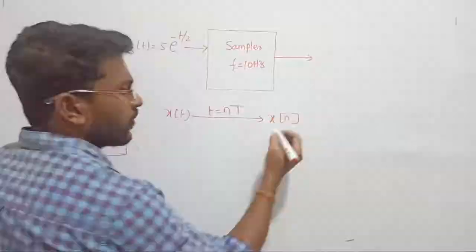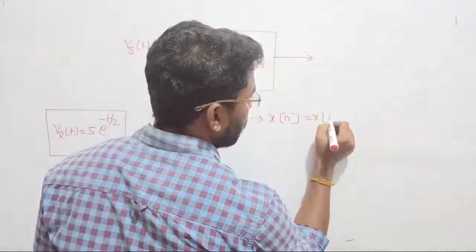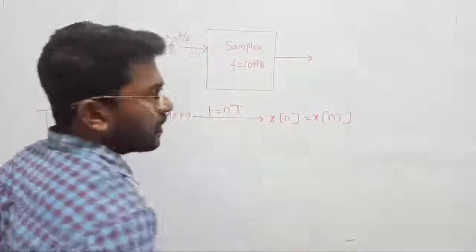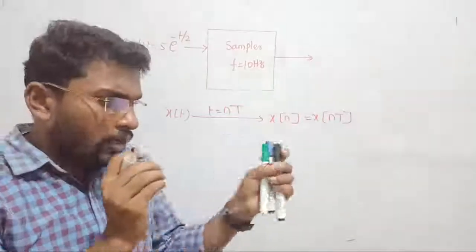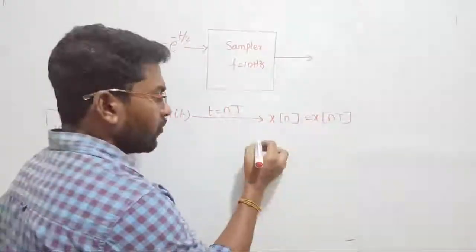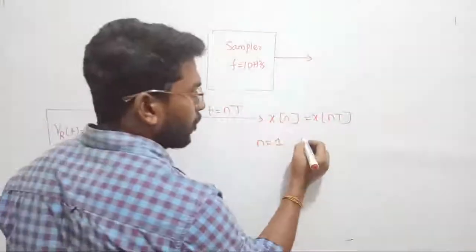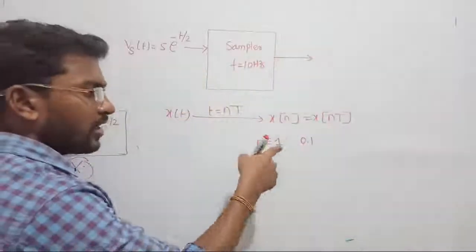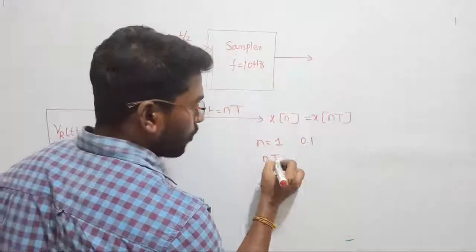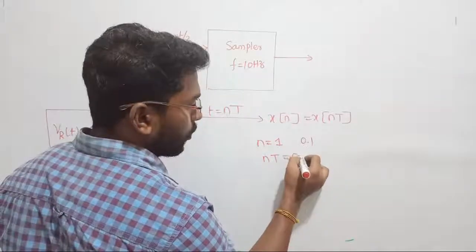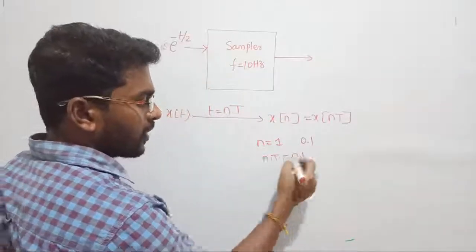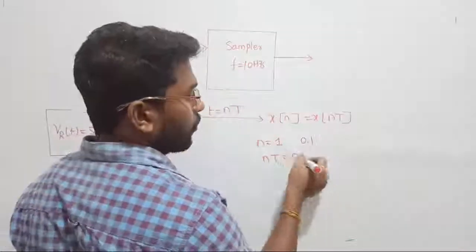x of n equal to x of nT only. Don't panic. But this T is fixed. T is the interval that will be fixed. We create a particular width. For example, if n equal to 1, and now I want to change its width to 0.1, then it will be scaled. This n will be multiplied by T. T's value is changed to 0.1. If you fix T as 0.1, then 0.1 into 1 will become 0.1.